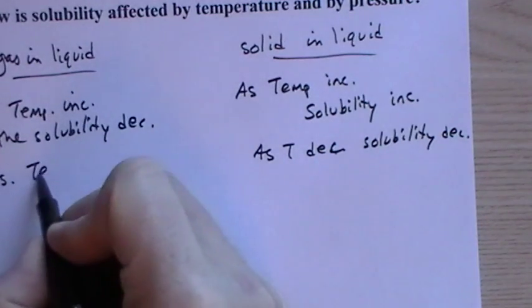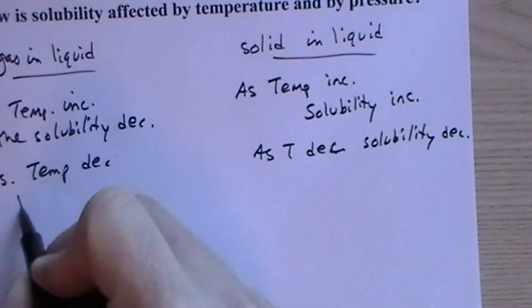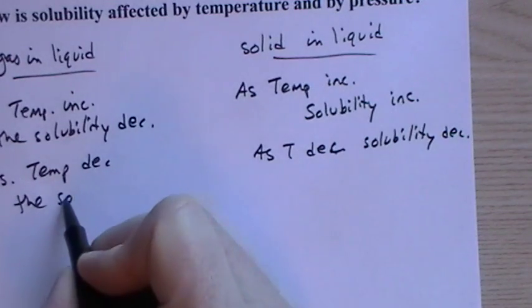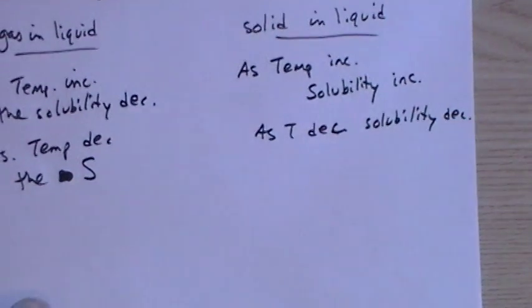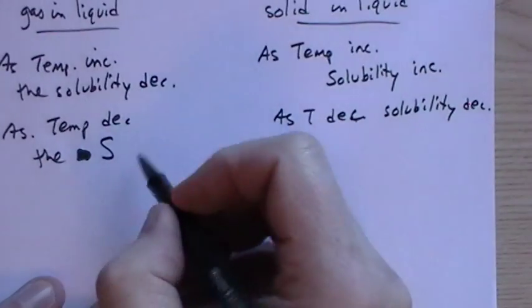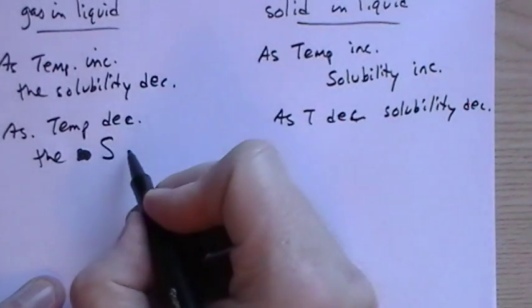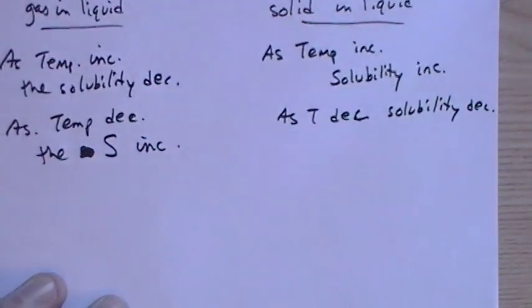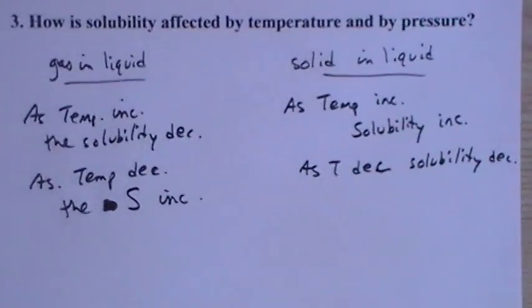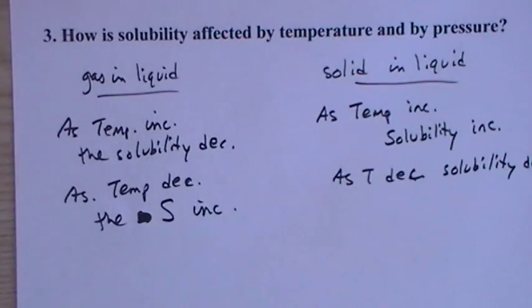And then as the temperature decreases, the solubility, and solubility can be abbreviated as S, increases. Now, what's happening there is that the gas molecules are just guests in the liquid. They happen to like being in the liquid. They're attracted to the liquid, say it's water. They're attracted to the water molecules, but they're still gases at heart.